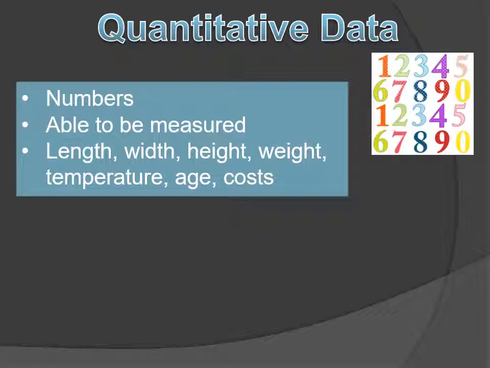Social security numbers, KSU ID numbers, those are not relevant. Those would be qualitative data. Something that can be measured: length, width, height, weight, temperature, age, cost, profits. You can look at sales of particular products in a particular region. All of that would be considered quantitative data.